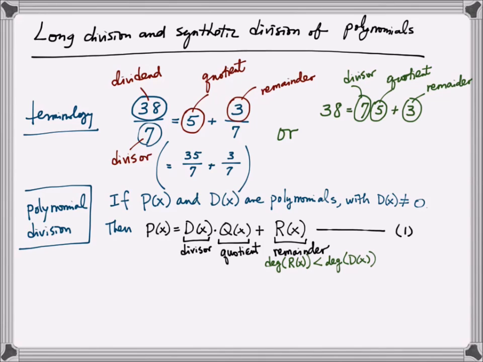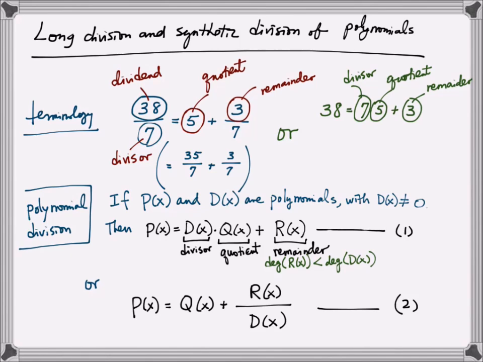Or we can also think of the polynomial division as p of x over d of x equals q of x plus the remainder polynomial r of x divided by the divisor polynomial d of x. This will be the second way we can think of the polynomial division. The same degree requirement applies to this expression, and because the degree of r is less than the degree of d, we are pretty much guaranteed that this rational expression is written in its most reduced form.